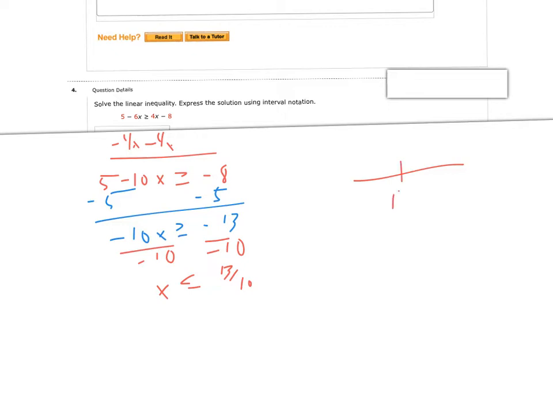So on my number line here, I have 13 over 10. I got a closed dot, and it's going left. And so in interval notation, that's going to be negative infinity to 13 over 10. I got the parentheses around the negative infinity. That's always parentheses. And then the 13 over 10, since it's closed, is a bracket.